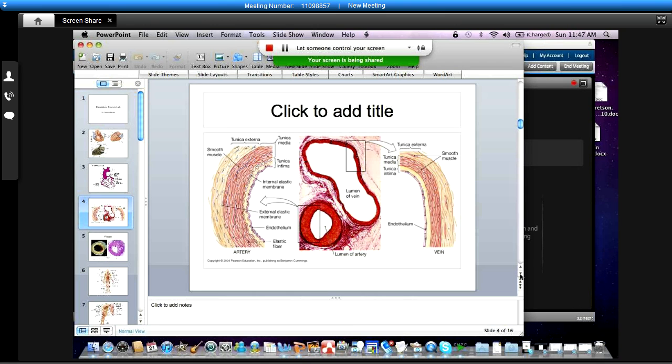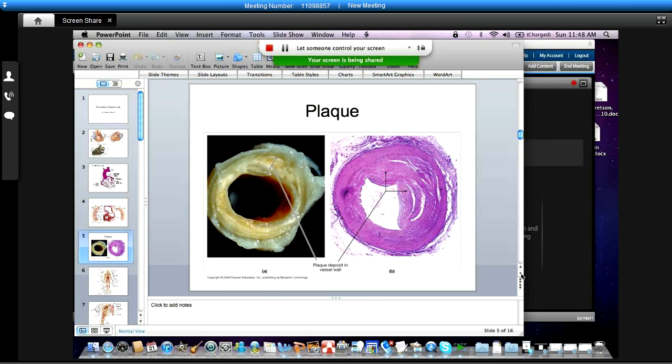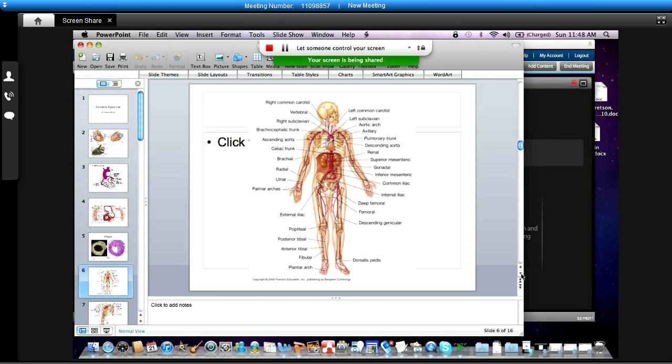This is a comparing and contrasting of the lumen of a vein and an artery. Again, you should be familiar with the various layers of the vessels, the differences between the artery and the vein. Again, this is a vein. You can see it's much more thin wall versus an artery, which is much more thick wall. This is just an illustration of plaque. I don't think I asked you a question about that.